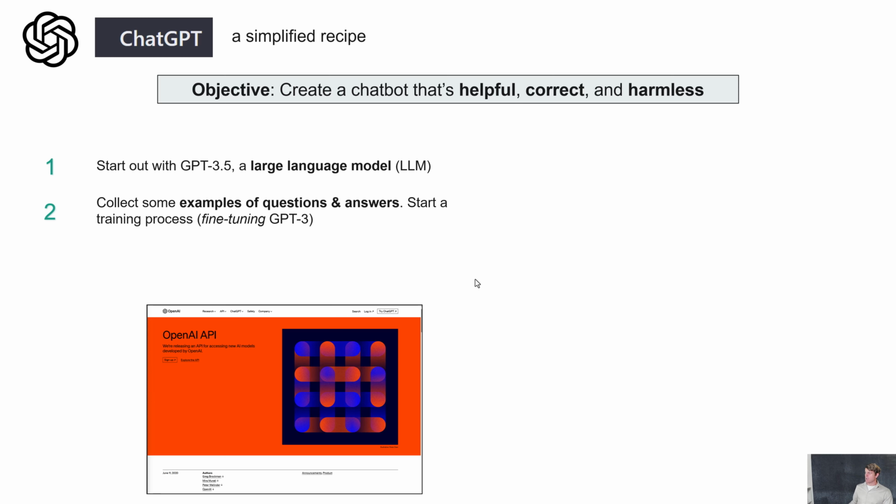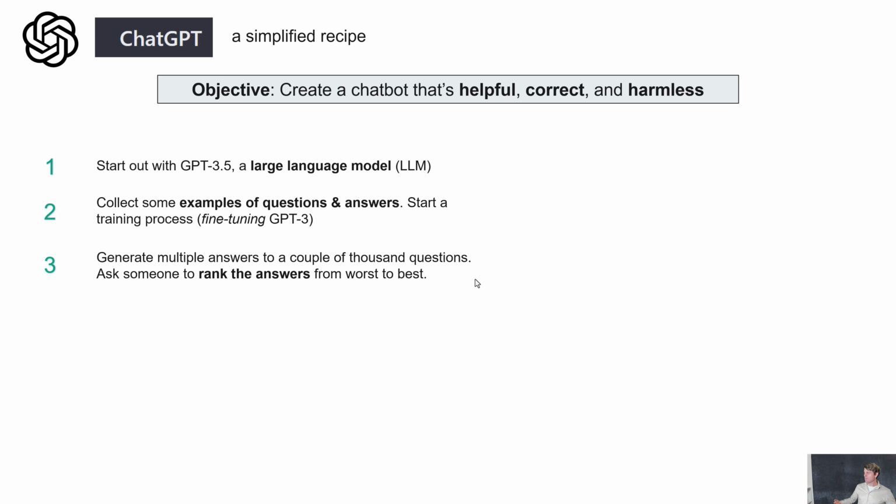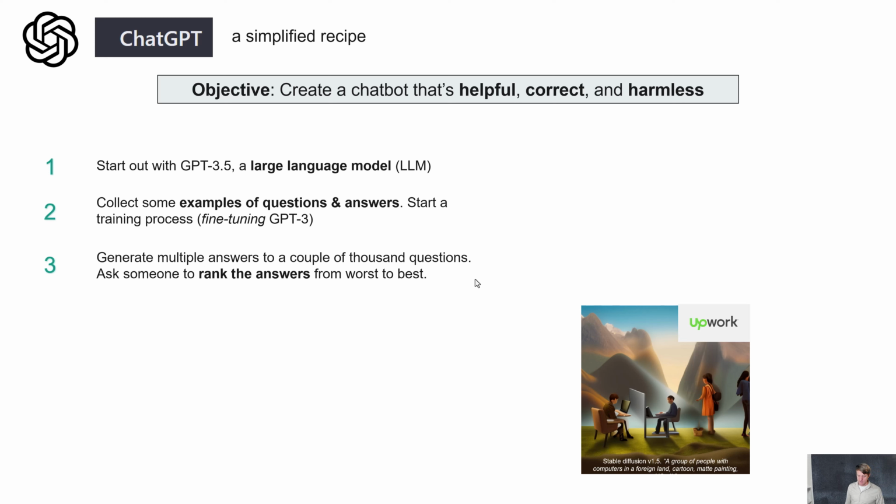Once the model has been fine-tuned for a bit, we ask it to provide multiple different answers to a couple of thousand questions. And then we ask some humans to rank each of the answers to each question from worst to best. And where do we find such humans? Well, OpenAI hired them via Upwork, among other things. So now we have a couple of thousand questions, each with a bunch of possible answers, and the possible answers are ranked from worst to best by humans.